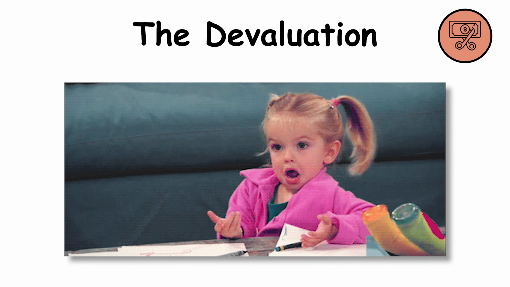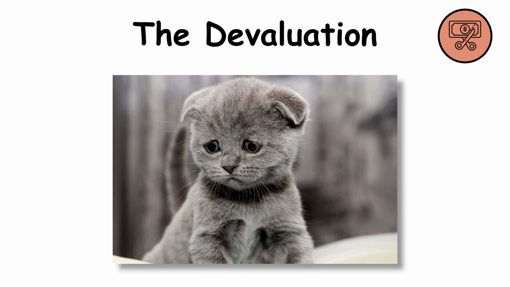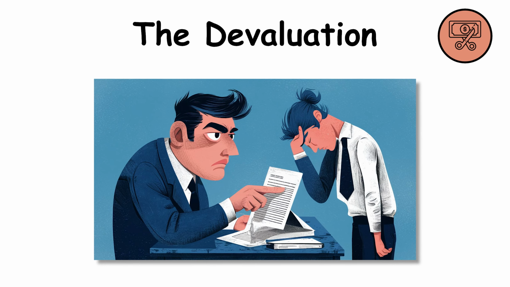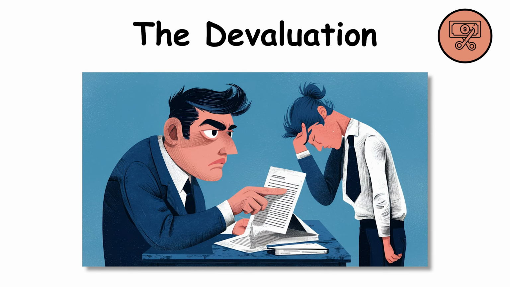The 16th technique is devaluation. The manipulator belittles the victim's achievements or efforts, making them feel inadequate. This lowers the victim's self-esteem and makes them more dependent on the manipulator's opinion. For instance, the manipulator might say, "That's not such a big achievement," or "You could have done better." This makes the victim doubt their abilities and strive for the manipulator's approval.